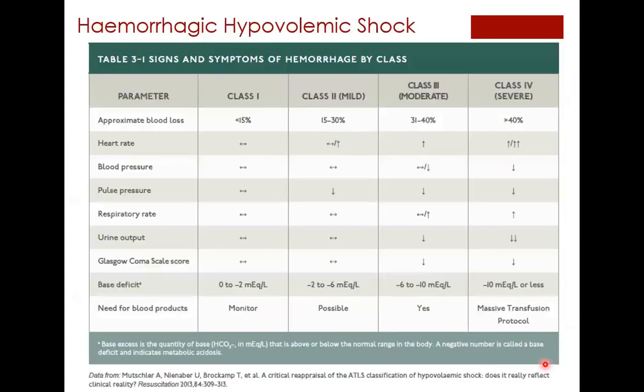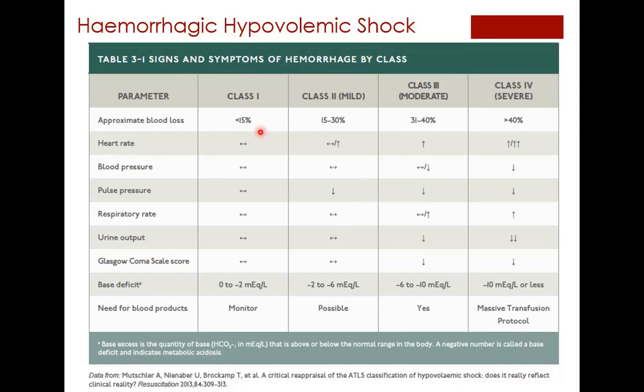Okay, so just added on some specific management for each class of shock. First is your hemorrhagic hypovolemic shock. If you happen to have patients in hemorrhagic hypovolemic shock, basically it can be further divided into 4 classes according to their severity and also estimated blood loss.